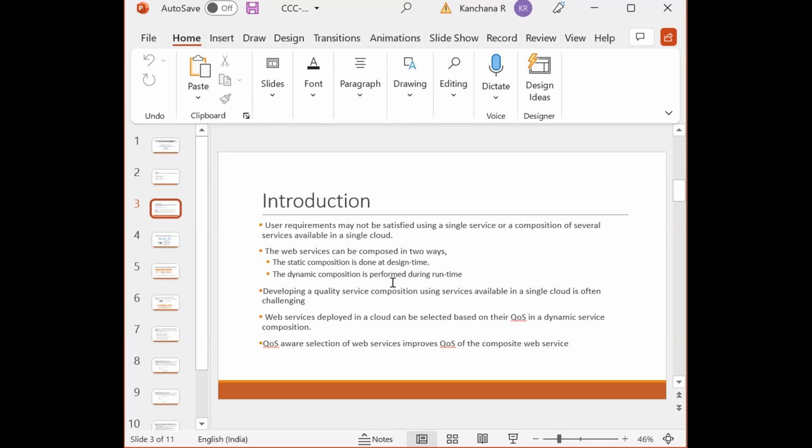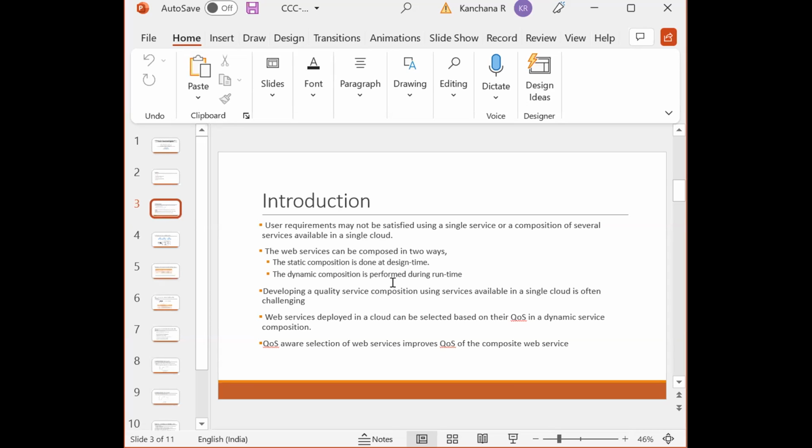While composing services, we need to consider the quality of the services. First of all, the functionality must be matching, but for satisfying the same requirement, that is with the same functionality, several services may be available in a particular cloud, or several services may be available across the clouds. Now, we have to consider the quality of service, and also the quality of cloud platforms. None of the existing works consider the quality of cloud platforms.